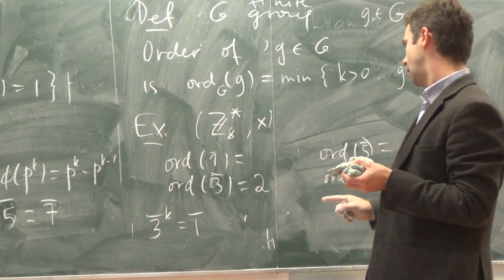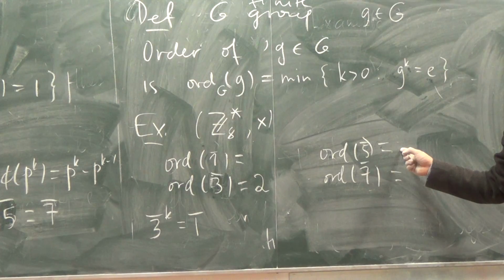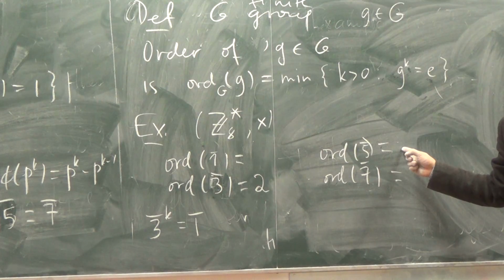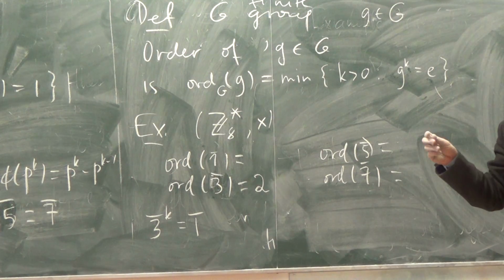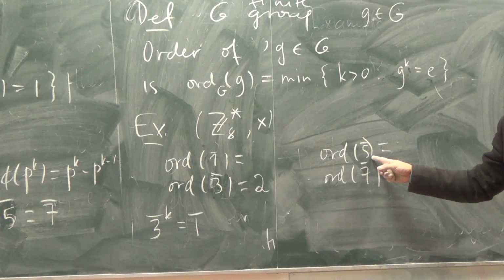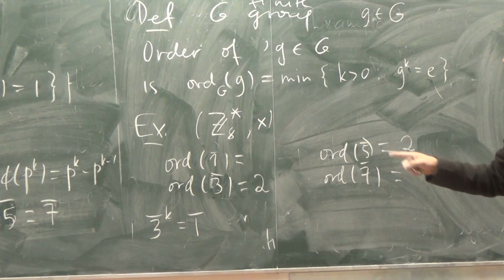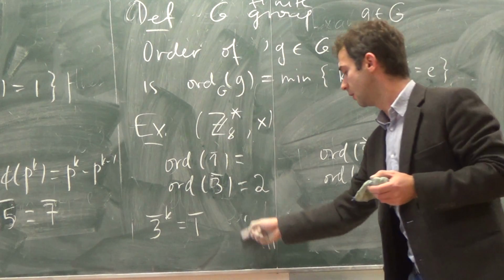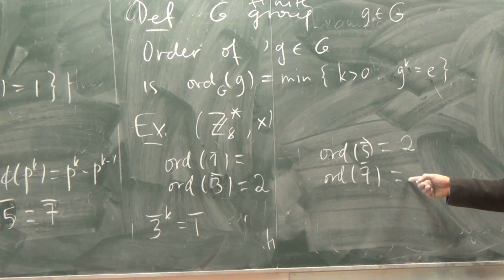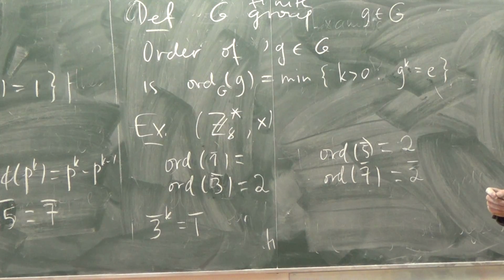How about the order of 5? In practice we just start taking powers and see where we end up. Is it also 2? 5 squared is 25, which mod 8 is 1. So it is actually also 2, because squaring 5 leaves a 1. And how about 7? Yeah, 49, which is 1 mod 8.